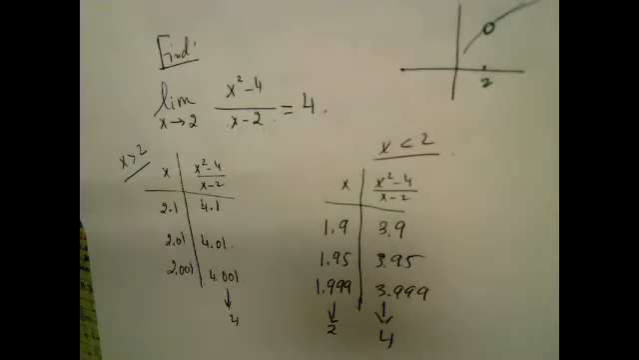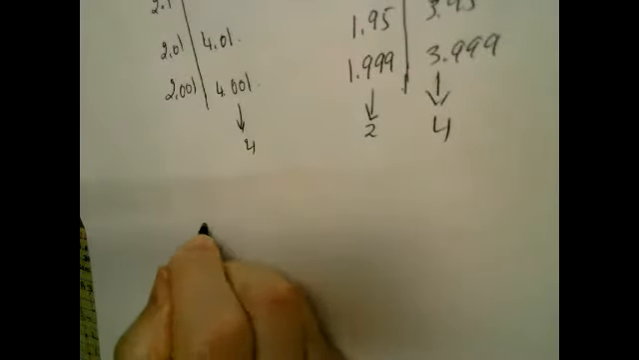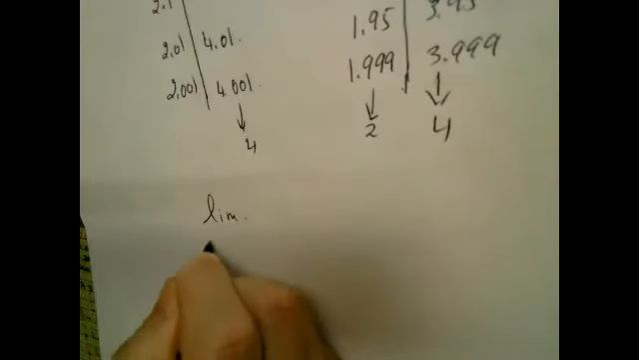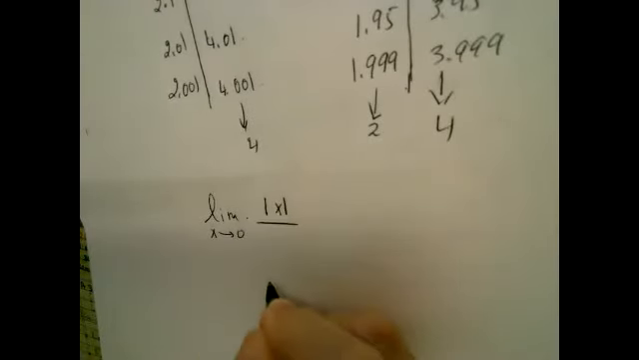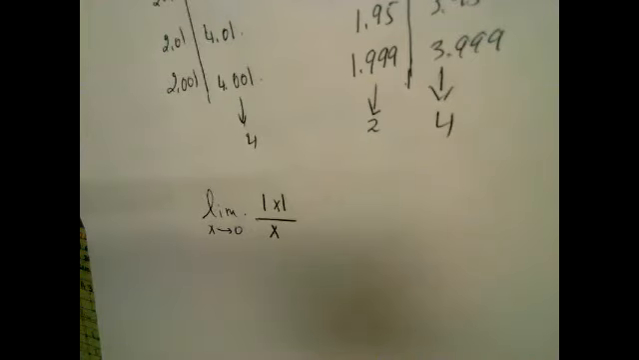So let us do one more problem. I want you to find the limit as x becomes close to 0 of the absolute value of x over x. Okay, and again, I'll give you 2 minutes to do that.